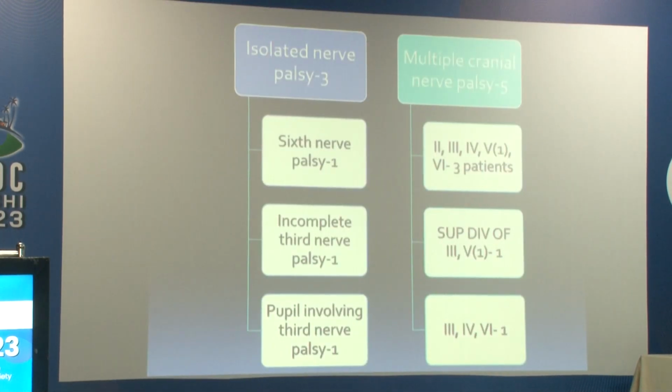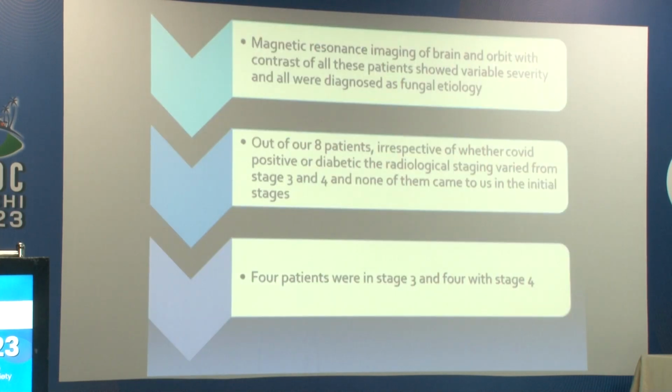For isolated nerve palsies, there were 3 patients: one with sixth nerve palsy, one with incomplete third nerve palsy, and one with pupil involving third nerve palsy. All other 5 patients had multiple cranial nerve palsies. MRI brain and orbit with contrast of all these patients showed variable severity and all were diagnosed as fungal etiology.